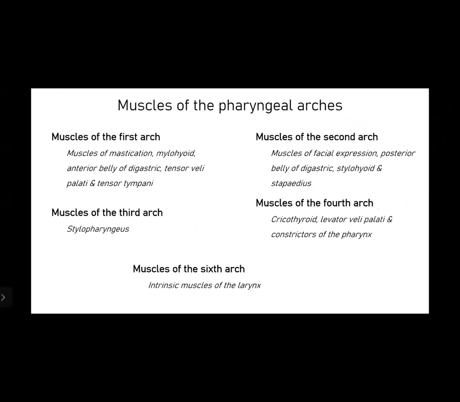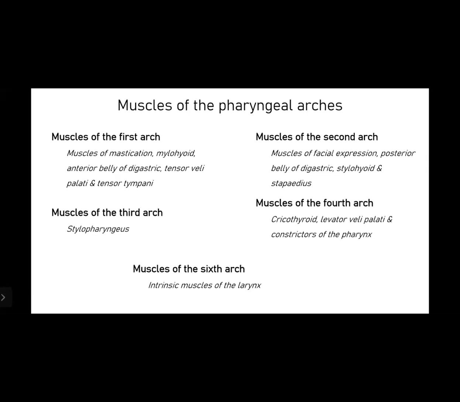So taking a look at the derivatives of the pharyngeal arches, we have muscles that are derived from the first arch, and that is the muscles of mastication, the mylohyoid, anterior belly of digastric, tensor veli palatini, and the tensor tympani. All these muscles are innervated by the branches of the mandibular nerve. Then you come on to the muscles of the second arch, which are the muscles of facial expression, the posterior belly of digastric, the stylohyoid, and stapedius, and they're all supplied by the branches of the facial nerve.